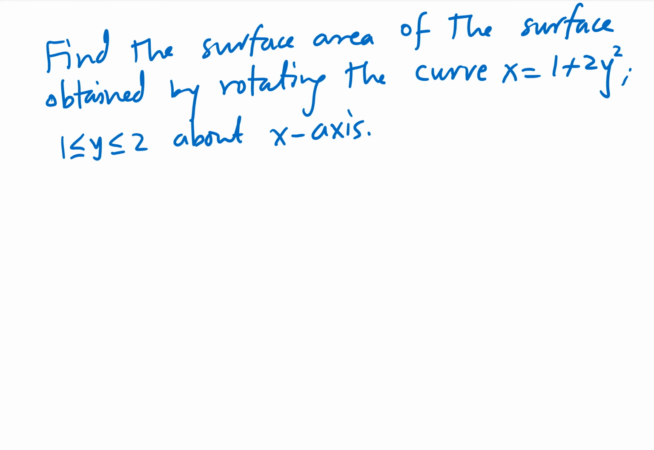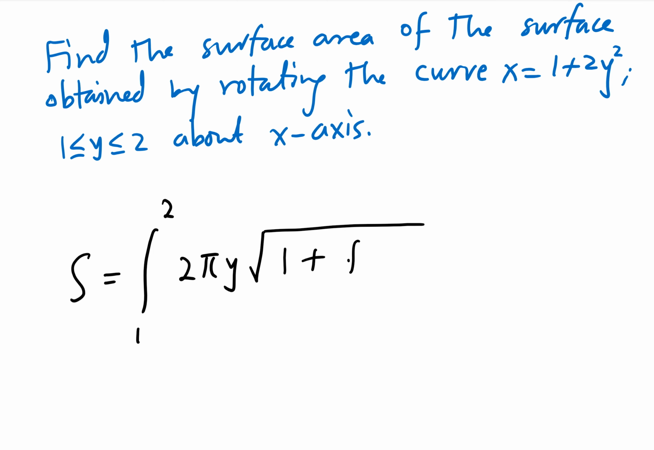So back to the problem. Let's see how to start this. Find the surface area of the surface obtained by rotating the curve x equals 1 plus 2y squared. They give you the bounds on y, about the x-axis. So how do we start with this one? The surface area S equals the integral. You know the y ranges from 1 to 2. We always have 2 pi here. Now we're doing about the x-axis, so the radius is what? Y, right? Square root of 1 plus that function, which is f of y, its derivative squared, dy.